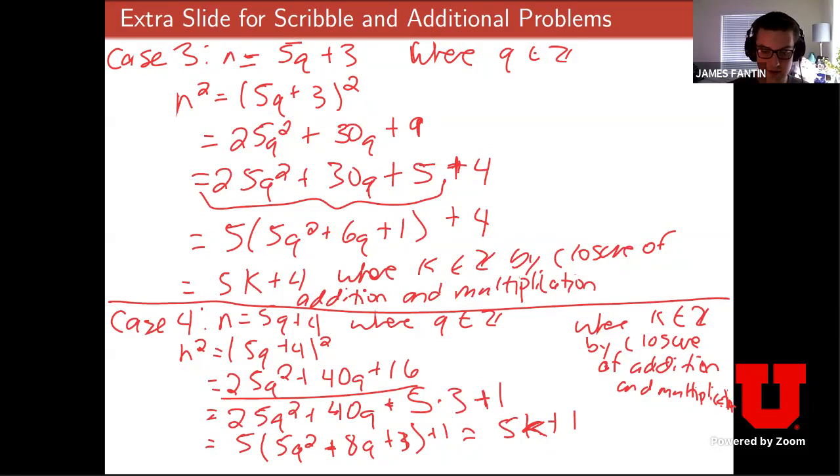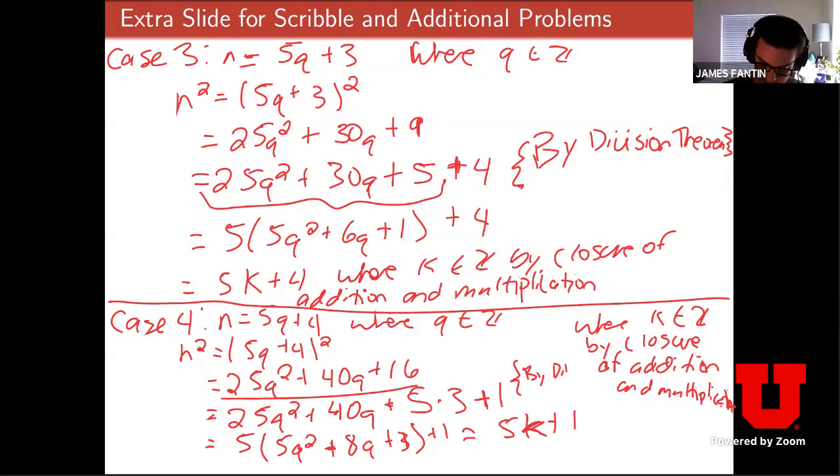So one sec, just to answer a question. Jerica, when we write 5 times 3 plus 1, do we need to use the division? Yeah, that would be great to write your steps, especially when you're using the division theorem there. So we could just write here, say this is by the division theorem. And then here we could say that this is by the division theorem. So yeah, I think that'd be great.